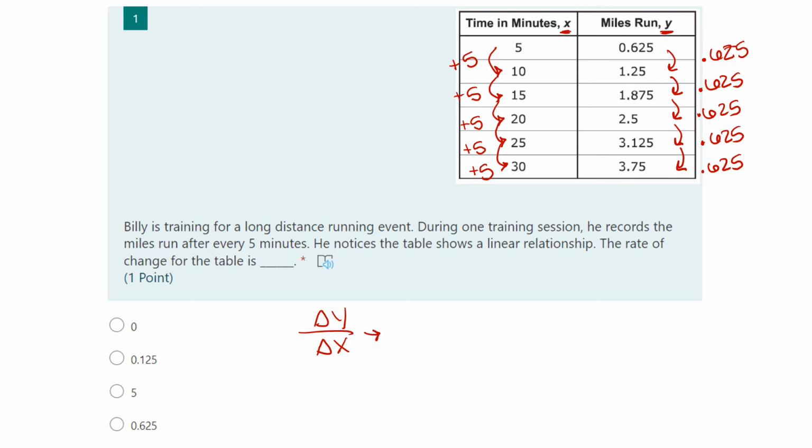Now when it comes to setting up our fraction, we put the y value, the 0.625, on top, and the x value 5 on the bottom. And then we can simplify by dividing. 0.625 divided by 5 is going to give us an answer of 0.125.